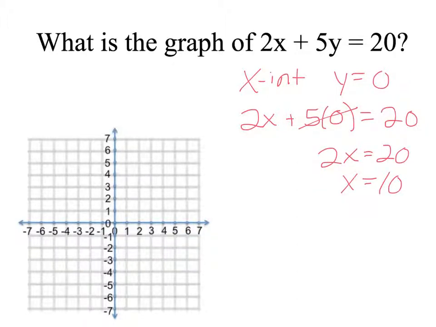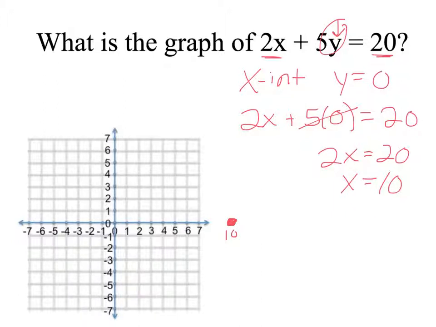Now, when we do this in class, I'm going to show you. It's hard to show you on here because I can't actually show you covering it up with my hand. But if you think about it, if y is going to be 0, this whole piece is going to cancel out. So really all you have left is 2x equals 20. But I'll show you that in class. So let's see. The x-intercept would be somewhere out here. Let's just say this is 10.